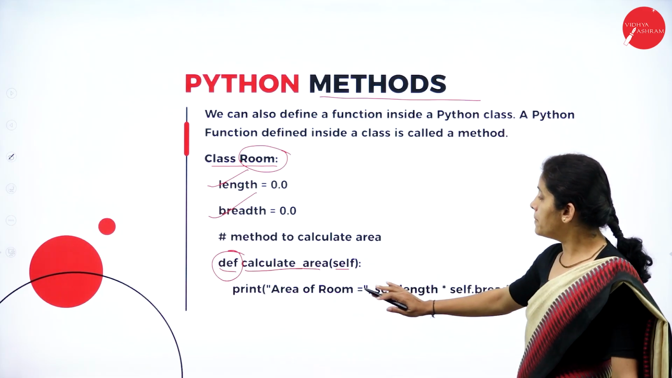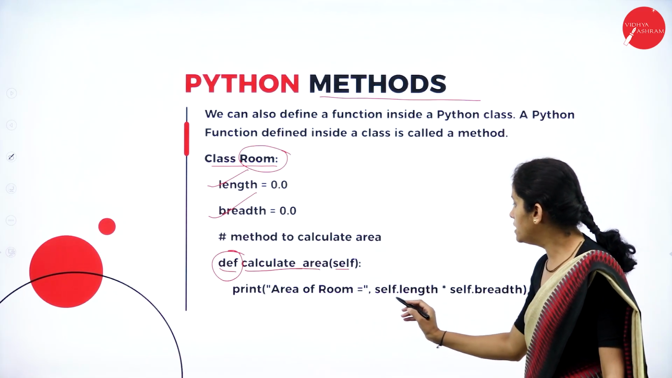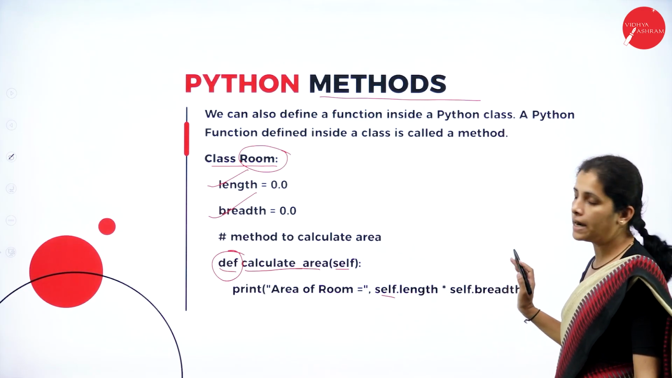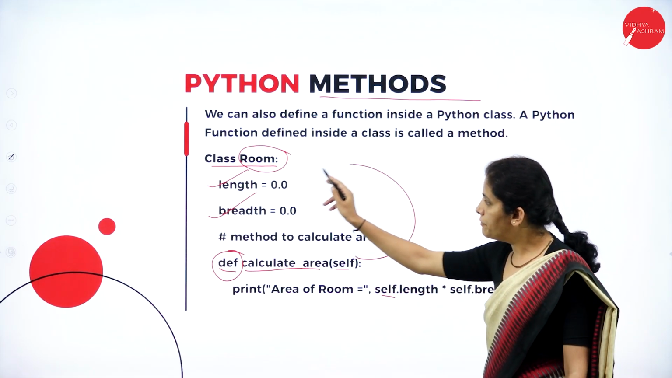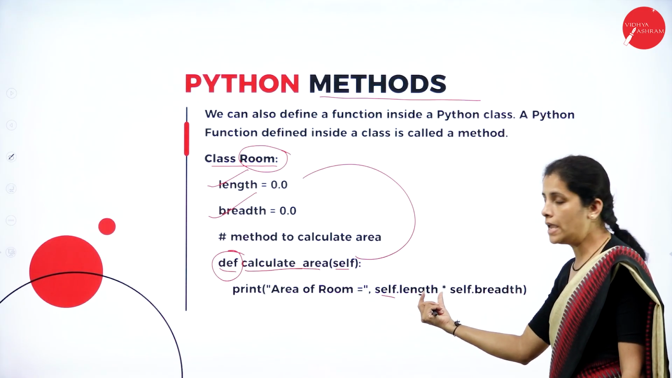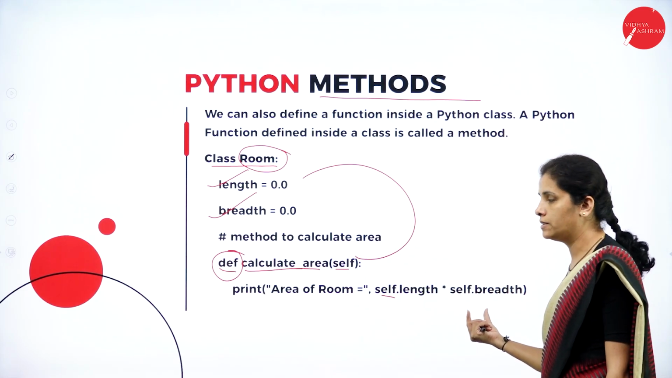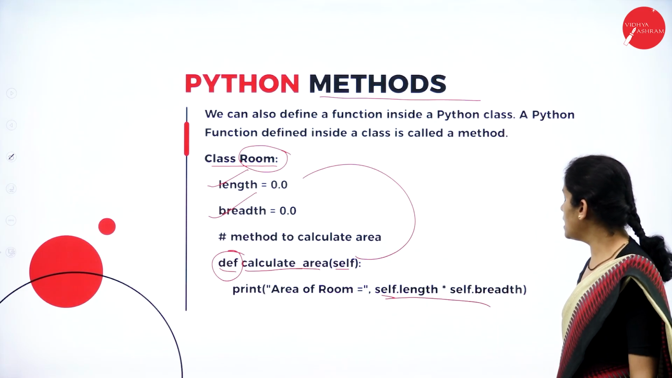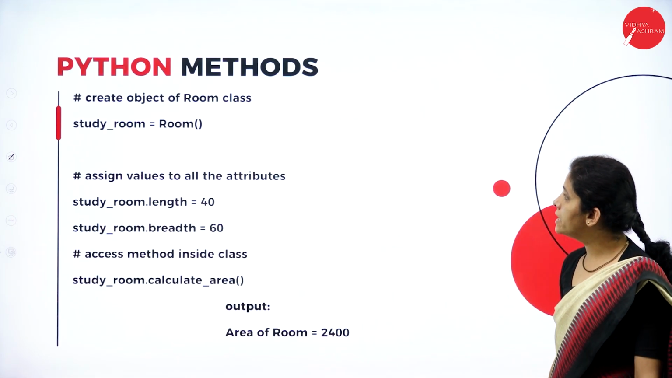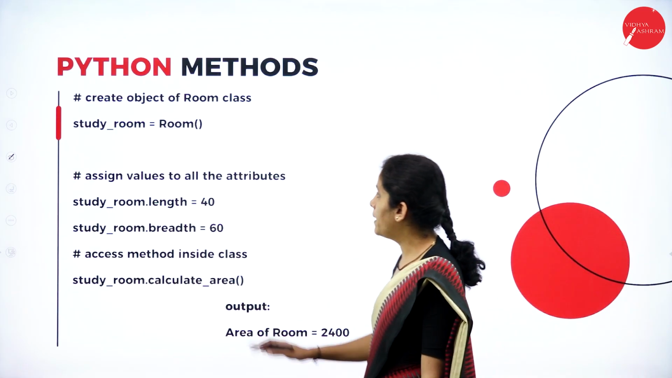Okay, so if I consider methods, method can have the return type as well as parameters. Okay, see, I am referring length and breadth. So here self dot length into self dot breadth. So to find the area of a room, what I want to do? I want to multiply length and breadth. So here I am multiplying length and breadth. At the same time, I am displaying the output. So this is the way I can create the method in Python.